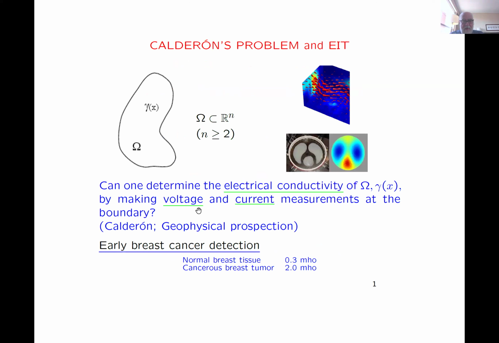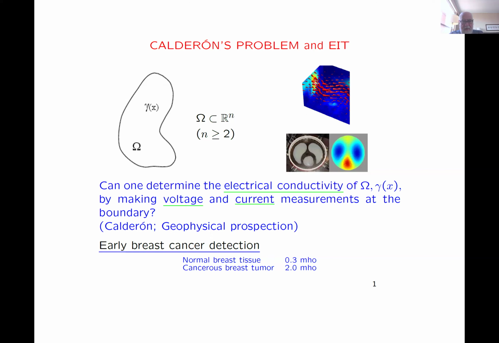The question is, can you recover the electrical conductivity of a body by making voltage and current measurements on the boundary? The mathematical community calls this Calderon's problem because he proposed perhaps the first mathematical formulation of the problem, motivated by geophysical prospection. A potential application that interested me in this problem is early breast cancer detection, because of the contrast between normal breast tissue and a breast tumor.